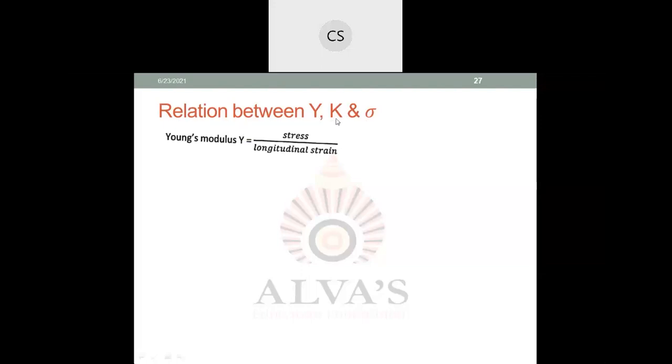What is Young's modulus? Young's modulus is given by stress by longitudinal strain. Let us consider stress as a unit, for simplification. For a unit stress, the longitudinal strain is alpha. So therefore Young's modulus is given by 1 by alpha.